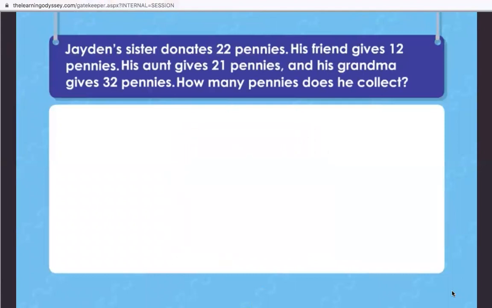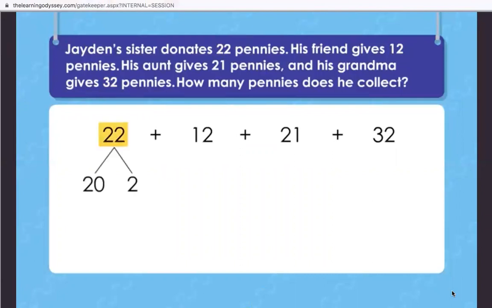Let's start by writing a number sentence. 22 plus 12 plus 21 plus 32. Now we can break the numbers into tens and ones. 22 is 20 and 2. 12 is 10 and 2. 21 is 20 and 1. Do you know how 32 would break apart?